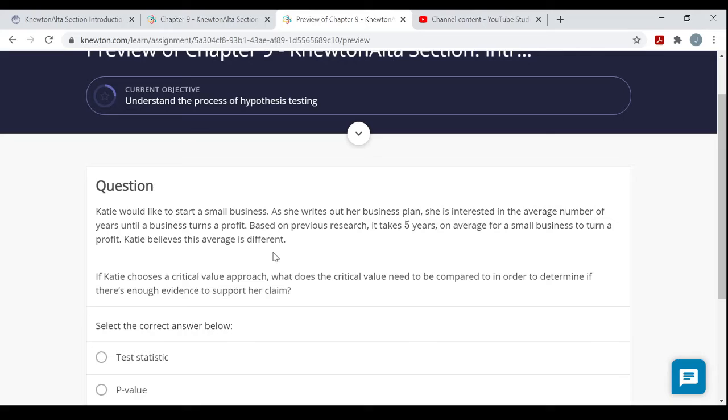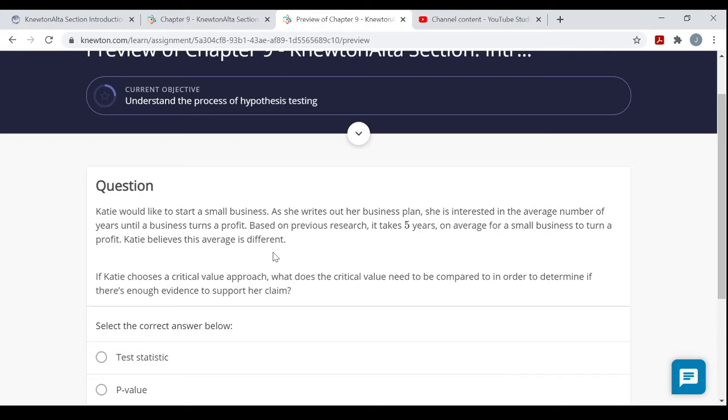So her claim, that first step, her claim, her belief that she wishes to test, would be that the average number of years it takes for a small business to turn a profit is different than 5 years, is not 5 years.